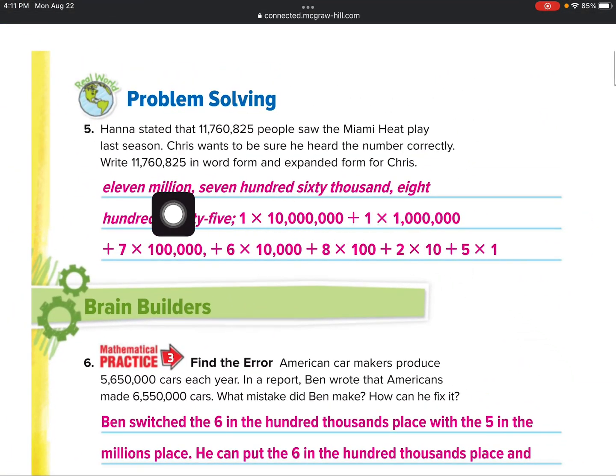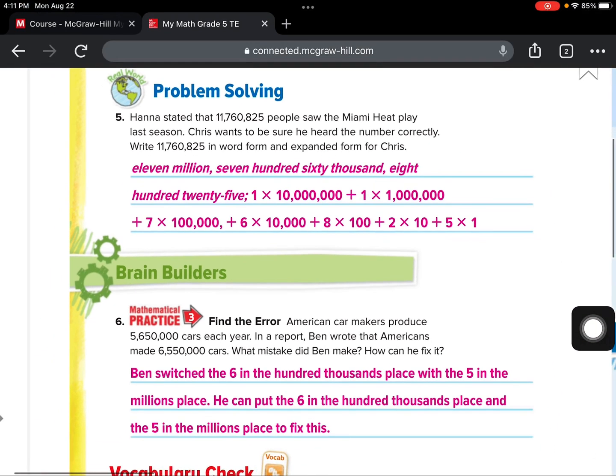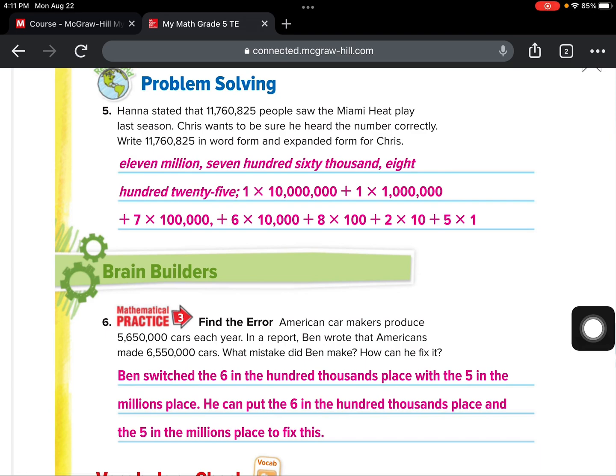Okay, there is the word form and the standard form. And in this one, Ben switched the 6 and put it in the hundredths place with the 5 in the millions. He can put the 6 in the hundredths place and the 5 in the millions place to fix this. That is a big mistake, switching those numbers right there.